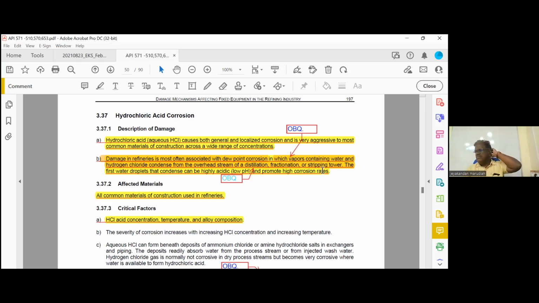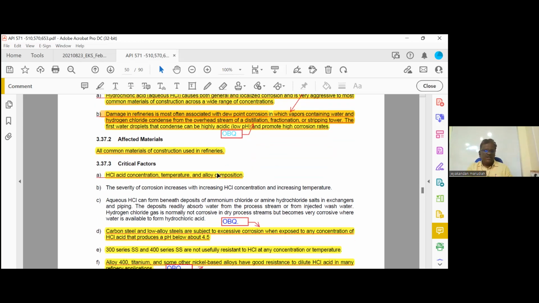See, in the last exam, they asked a question without mentioning hydrochloric acid corrosion. The question was, which of the following damage mechanisms will occur in the overhead stream of a distillation, fractionation, or stripping tower? So we have to search for it. It is an open book question. It is hydrochloric acid corrosion.